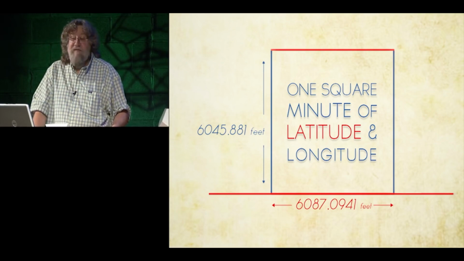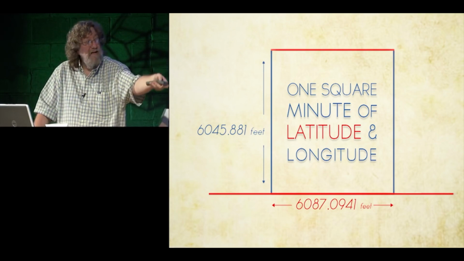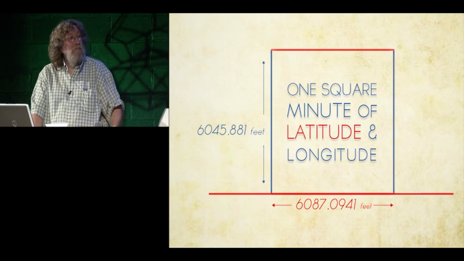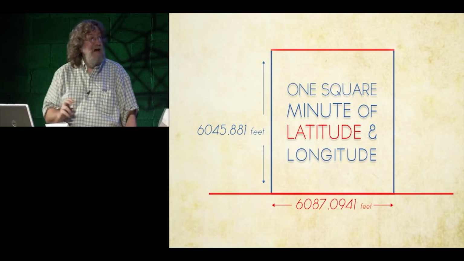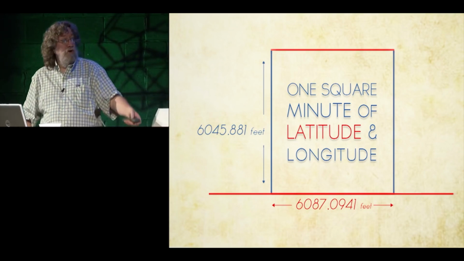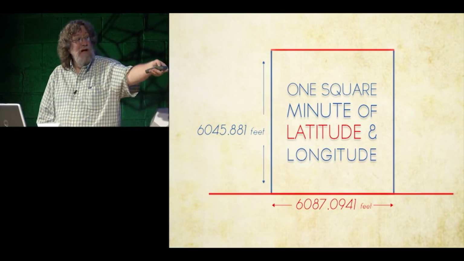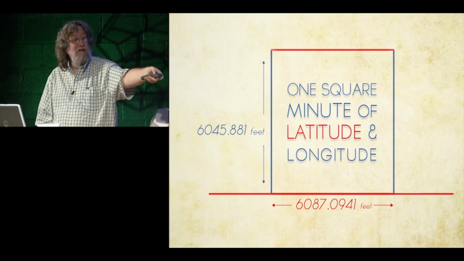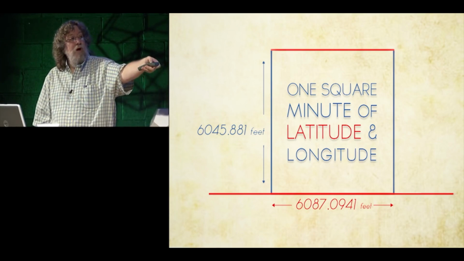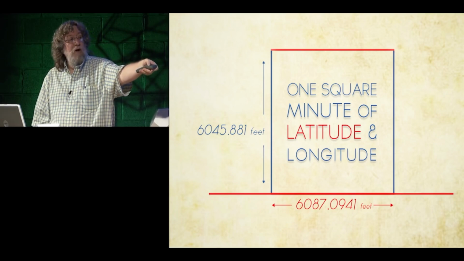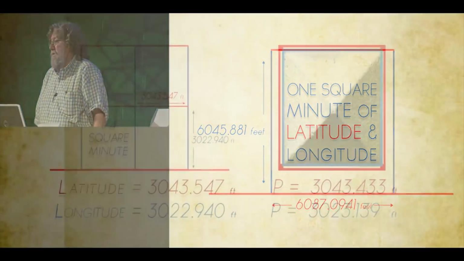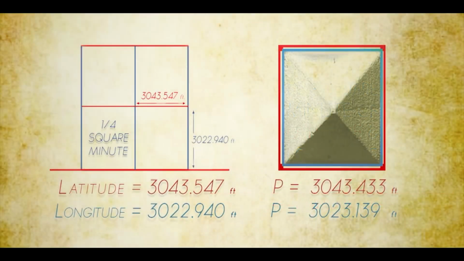Now we're going to divide each of those lengths into 2. We're going to divide our square minute into 1/4 sections. And here's what I want you to notice. When we do that, we take 1/4 of a square minute of latitude and longitude. Look at our dimension east to west, and look at our dimension north to south. And look at these two numbers. In fact, here's an accurate calculation.